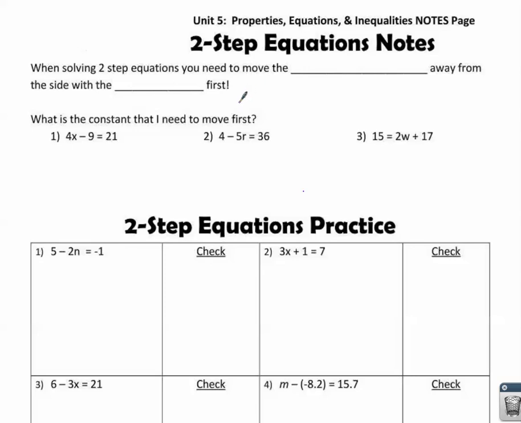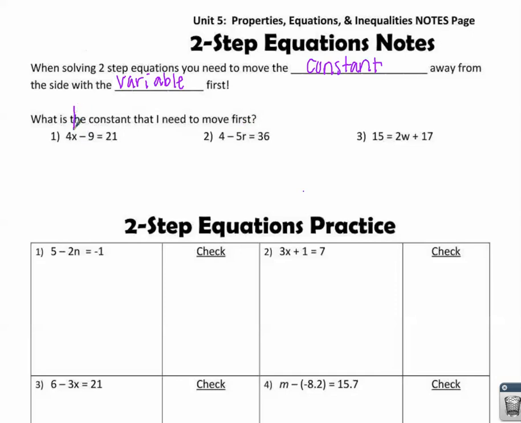Let's look at two-step equations. When solving two-step equations, you need to move the constant away from the side with the variable first. So you move the constant away from the side with the variable first. What is the constant that I need to move first?